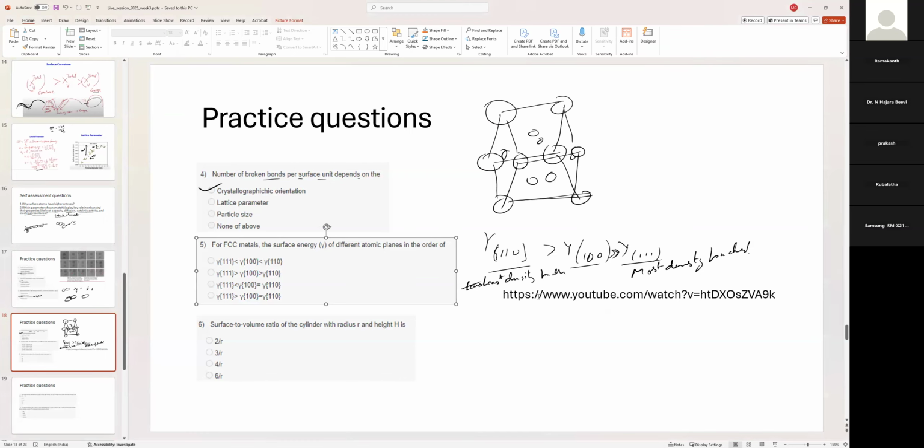I'll have time in the next session. I will go over the derivation a bit more, just try to find the definition. Okay, I'll go over this in the next session.